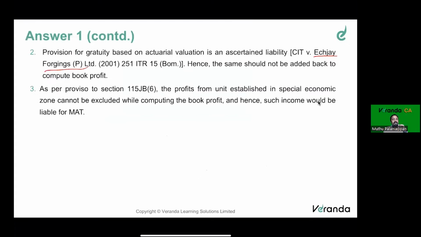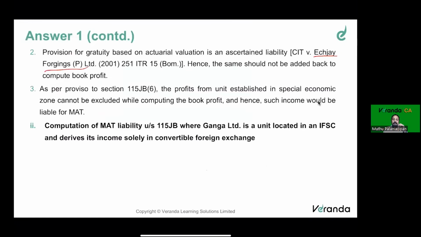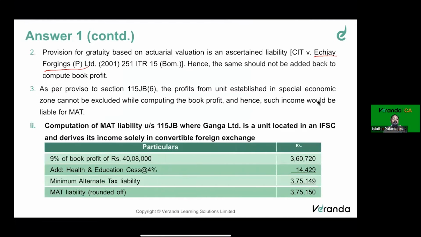And then related to special economic zone, it need not be adjusted. The second alternative was, what if it is in International Financial Service Center, IFSC, and entirely under convertible finance section. So if it's located in IFSC and the entire income, 100% of income is in convertible foreign exchange, then the rate is 9%. So under 9% is what you have to calculate for the book profit.